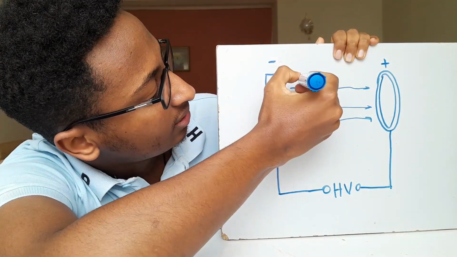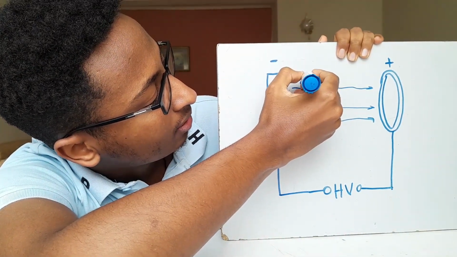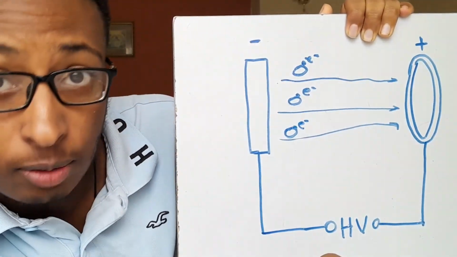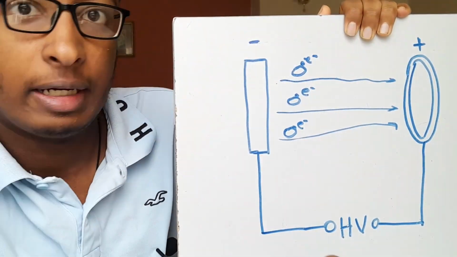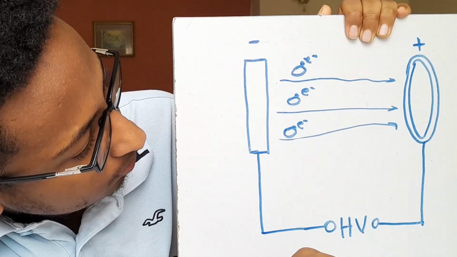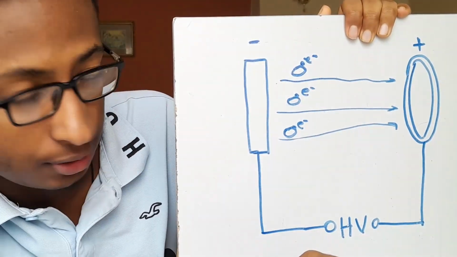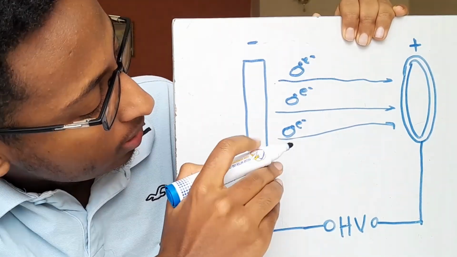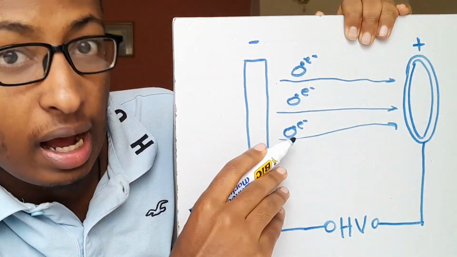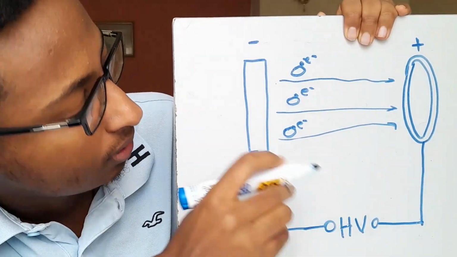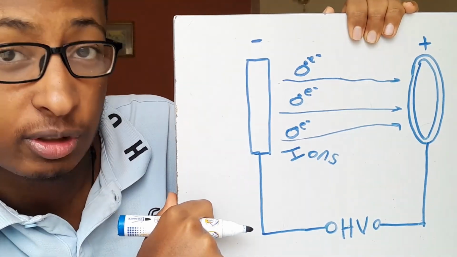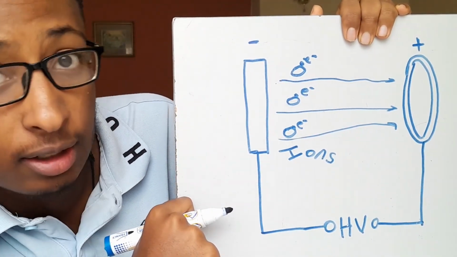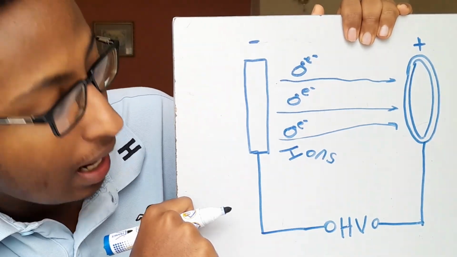So, let's just say this is an atom and it carries an electron with it. An air molecule will carry the electrons on it and becomes charged. Such kind of particles, we call them ions. Ions are any substance or atoms that carry an electron or carry a charge.